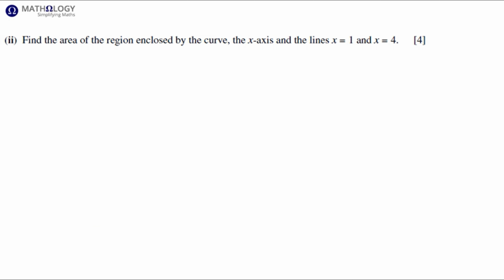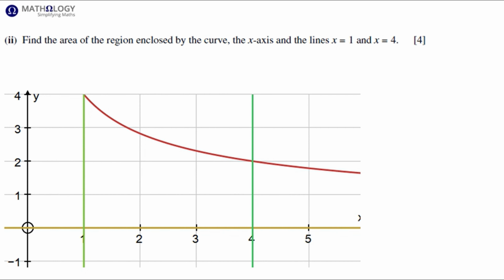The second part of the question is to find the area of the region enclosed by the curve, the x-axis, and the lines x equals 1 and x equals 4. Now, it is a very good idea, in fact, it's imperative that you draw a sketch graph before you even attempt a question like this. So here's the sketch graph. The red curve is y equals 4/√x. We then have the lines x equals 4, x equals 1, and the x-axis, which is y equals 0.